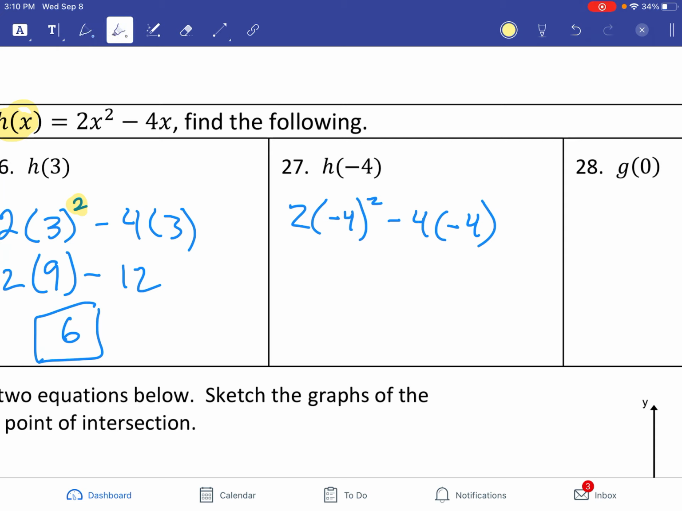So again, the squared sign goes first. So I have 2, negative 4 squared is positive 16. Negative 4 times negative 4, again, is positive 16. So 2 times 16 is 32. 32 plus 16 is 48.